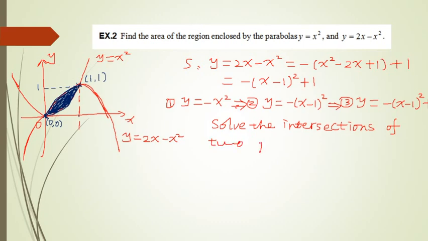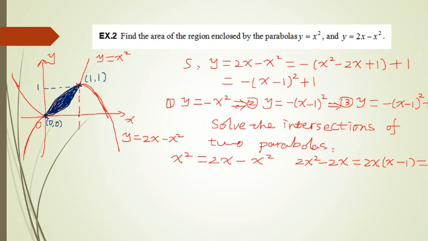There is an algebra way to solve the intersection. So solve the intersection of the two parabolas. You can let x squared, the first parabola, equal the second one, right? And then it's 2x squared minus 2x equals 0, right? So you can factorize it as 2x(x minus 1). So your solution will be x1 is 0, x2 is 1.